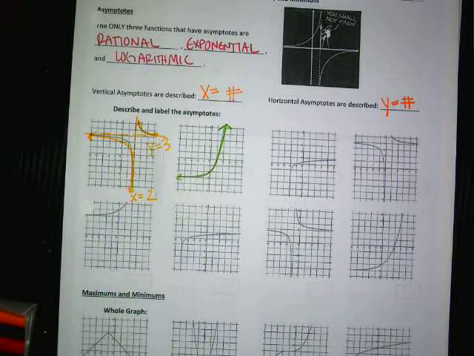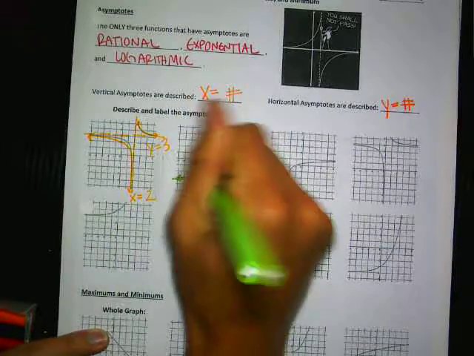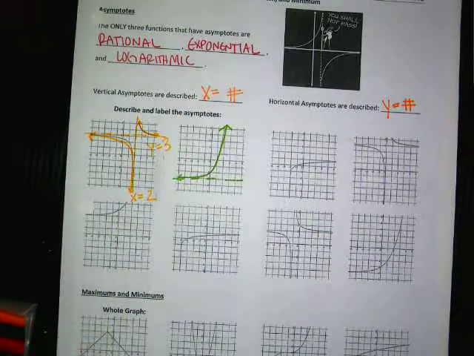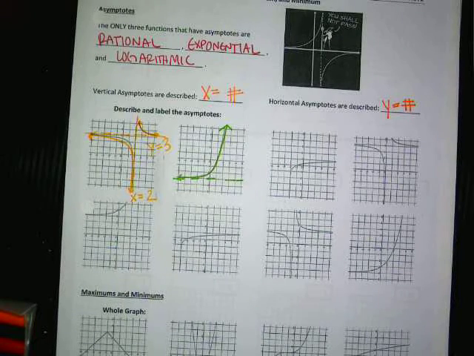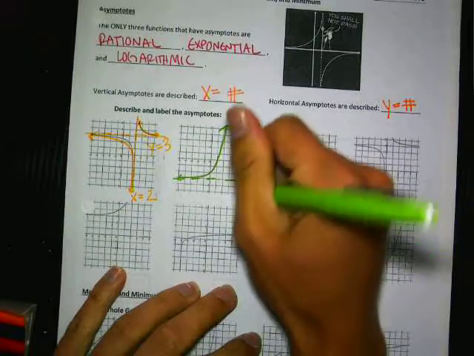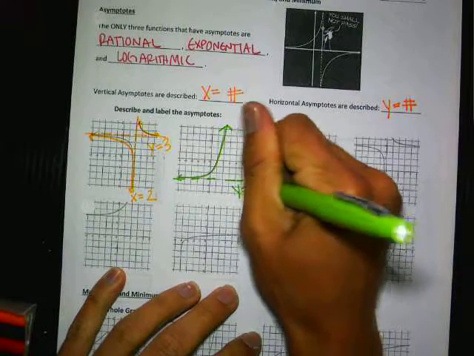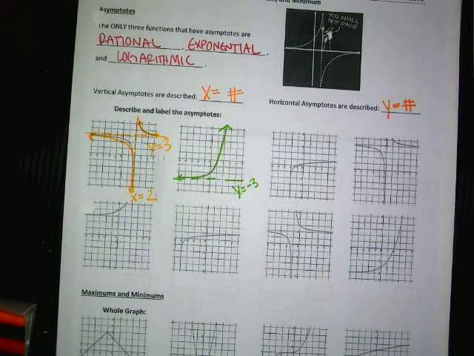Good, awesome. All right, so the next one, is that horizontal or vertical? Horizontal. Yes, horizontal. And how would I describe it? Y equals -3. Very good. Y equals -3.